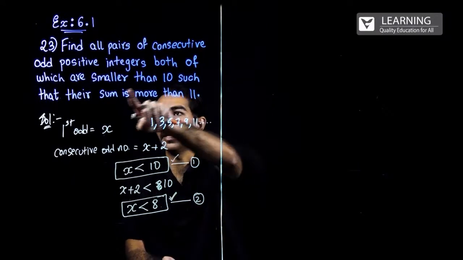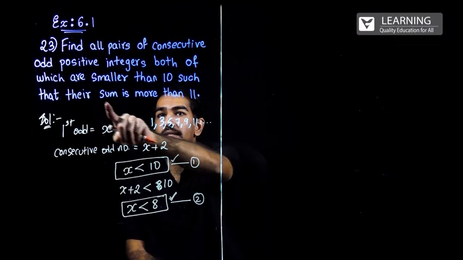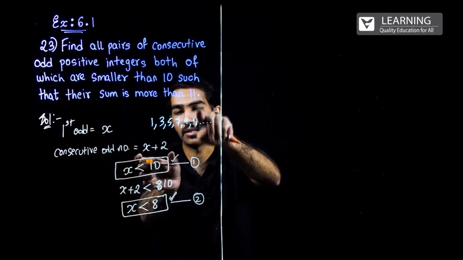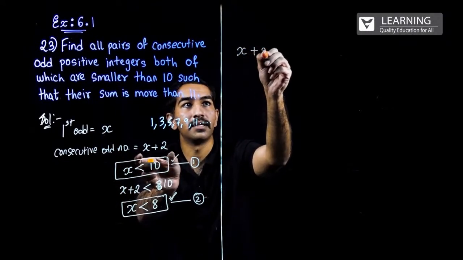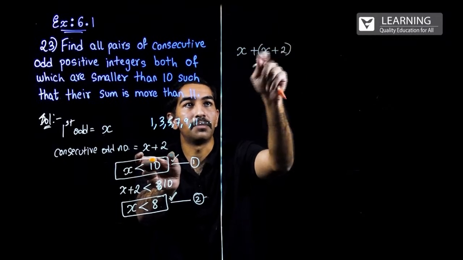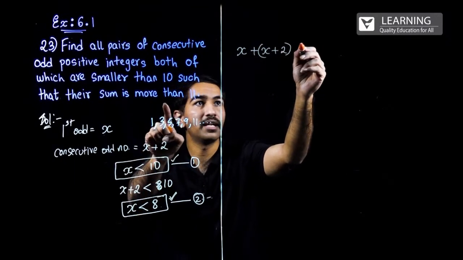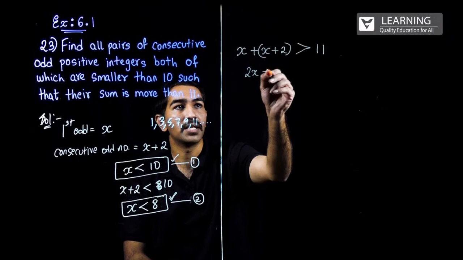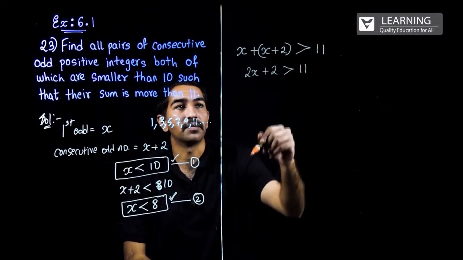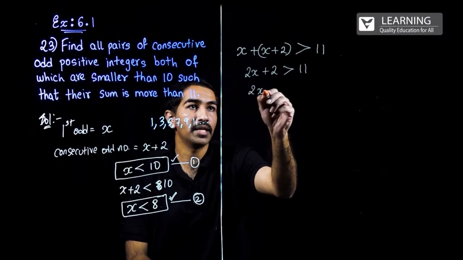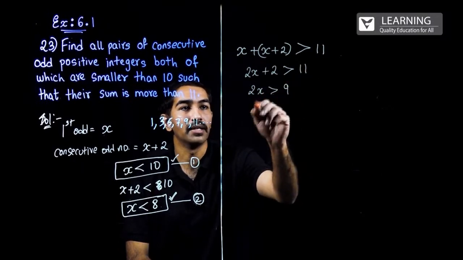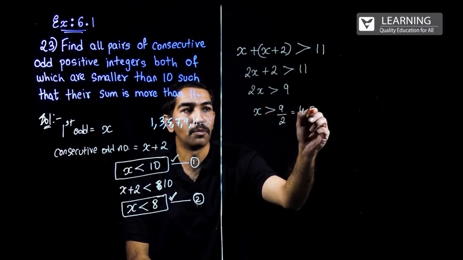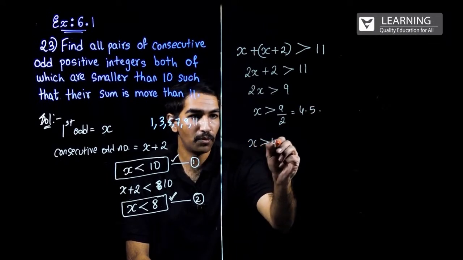Now they are also telling that their sum is more than 11. How do we write this? This plus this, that is x plus x plus 2, the sum of two consecutive odd numbers, is greater than 11. So x plus x is 2x, plus 2, greater than 11. Now send 2 to the other side. 2x is greater than 11 minus 2, which is 9. X is greater than 9 by 2, which is 4.5.